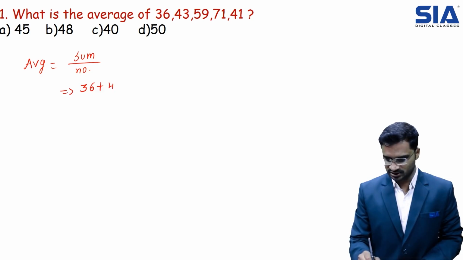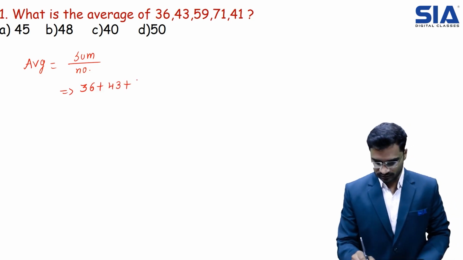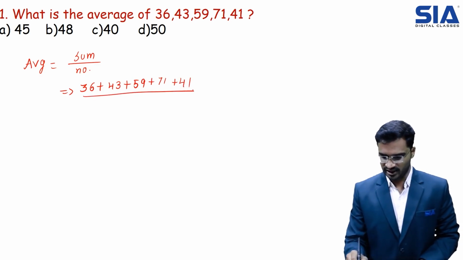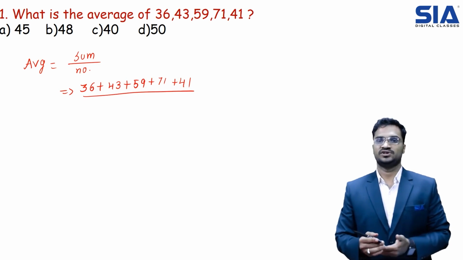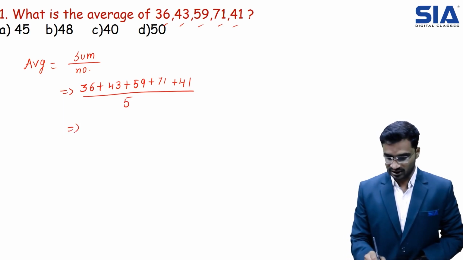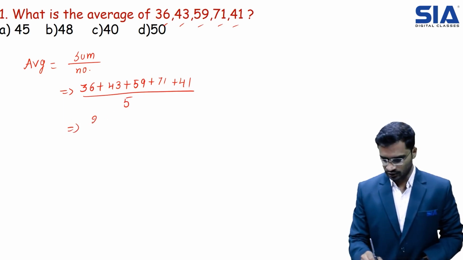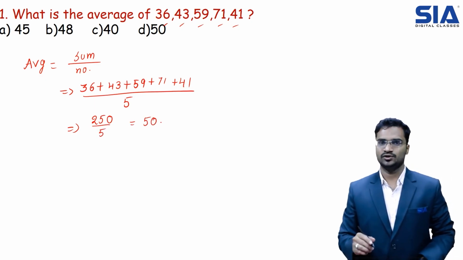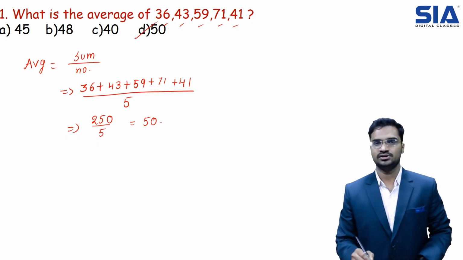So, 36 plus 43 plus 59 plus 71 plus 41, divided by n, the number of observations. Here the n value is total, there are 5 numbers, 1 2 3 4 5. So n value is 5. The sum of these numbers is 250. 250 by 5 is 50. So the average for this question is 50, which is option D.